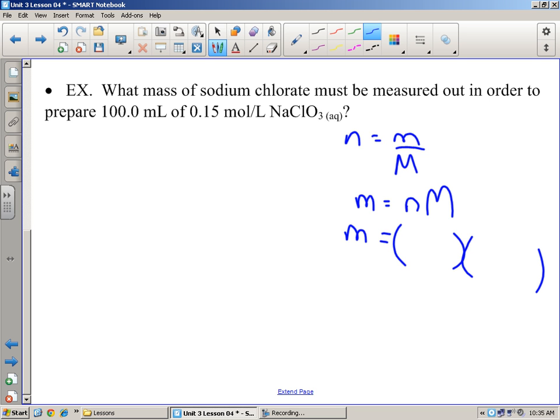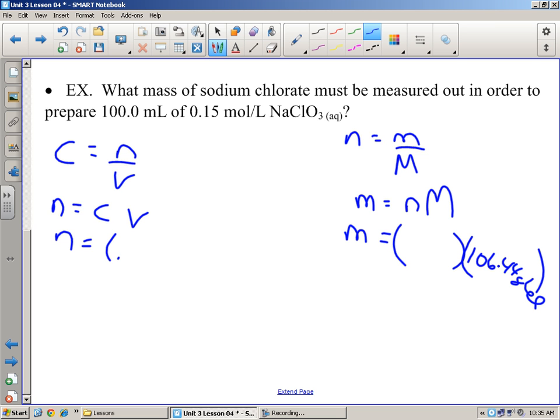106.44 grams per mole. But I don't know n still. So where am I going to get n from? Well, I have C equals n over V. And if I want to find n, of course, I'm taking C times V. C is 0.15 molar, or moles per liter, as we say. And V, of course, is 100 milliliters.